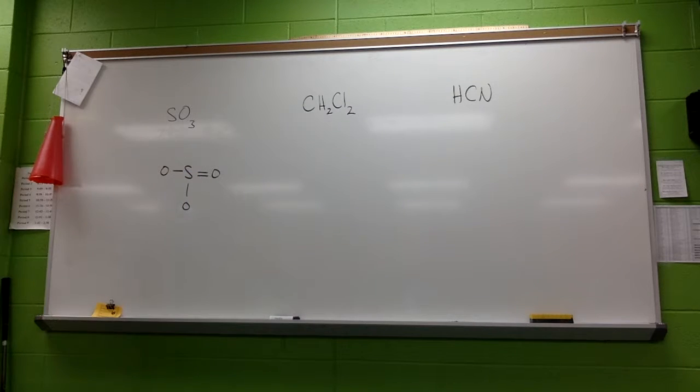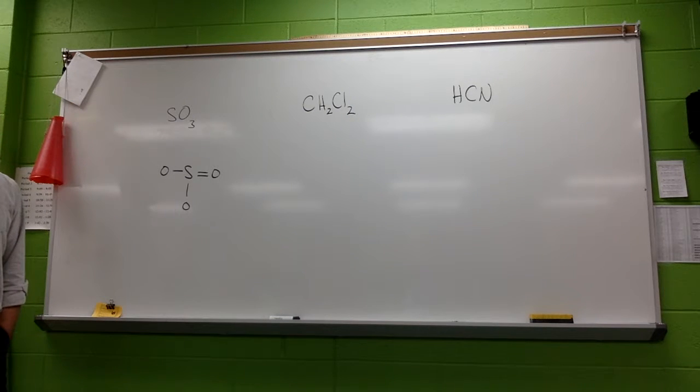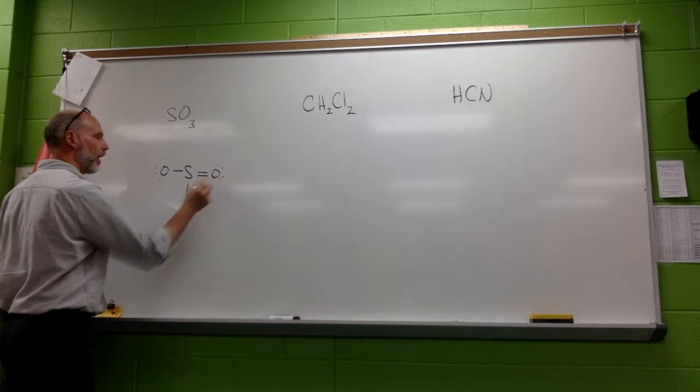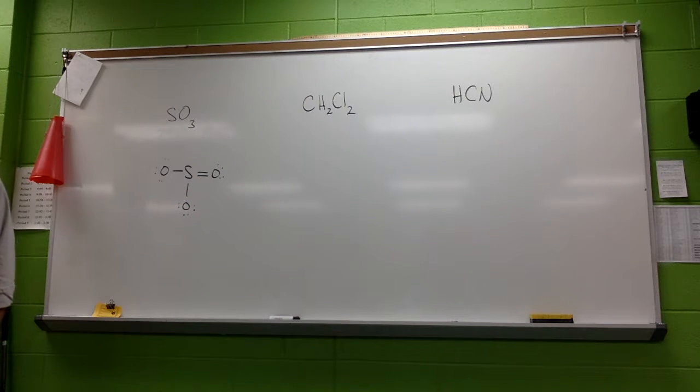Currently, it doesn't matter because, like I said earlier, it's not even there. Let me see. There were 24 electrons in the system, correct? I've used up 8. There are 16 left. 2, 4, 6, 8, 10, 12, 14, 16. There is a valid Lewis structure for sulfur trioxide.